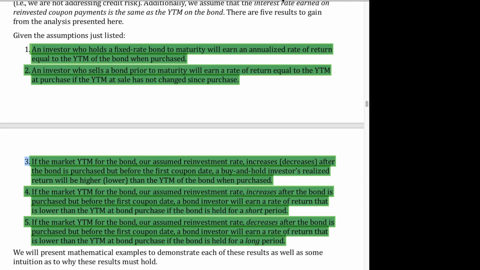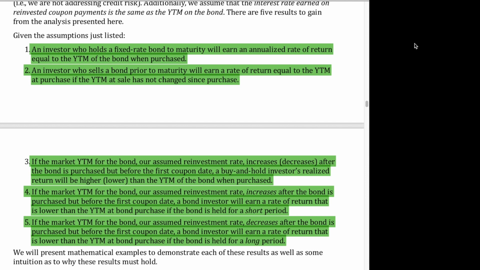Thank you. So this video is to explain all these 5 points from the fixed income subject. It talks about change in the annualized rate of return based on the YTM. Okay, so here is the first point: an investor who holds a fixed rate bond to maturity, that means an investor holding till maturity, will earn an annualized rate of return equal to the YTM of the bond. Okay, so this is the first point, and I'm going to derive this one now.